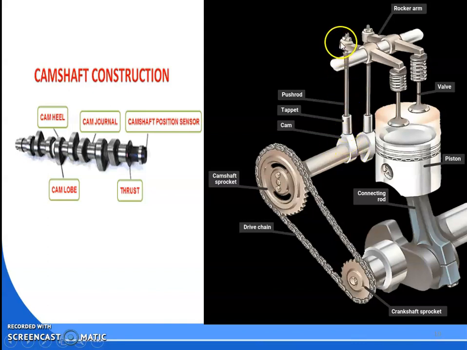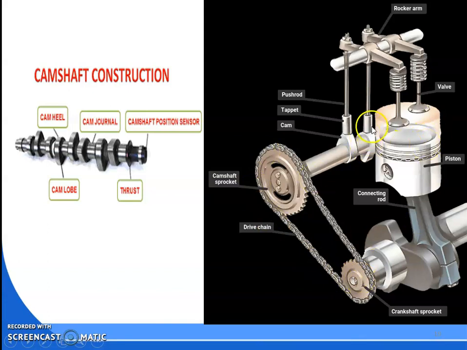Major and minor end, when it comes to this side, it will give the push. When it gives the push, the rocker arm will give the force to the spring and the valve will open. This is how the crankshaft drives the cam and camshaft. The camshaft will be rotated by this timing gear, or you can say chain and sprocket arrangement, because of your crankshaft, and power will be transmitted through the chain drive.